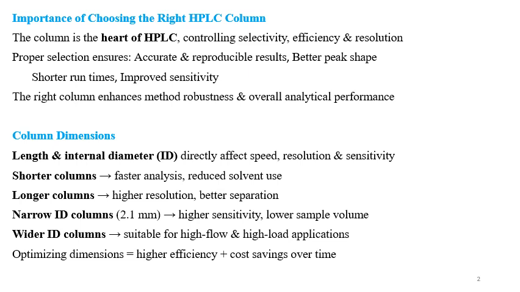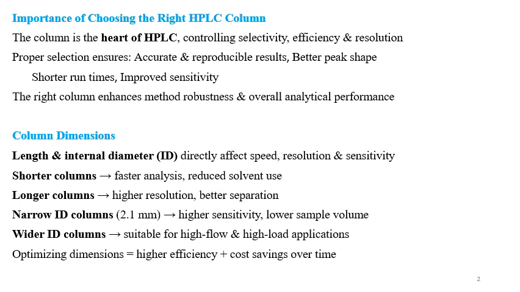Proper selection ensures accurate and reproducible results, better peak shape, shorter runtimes and improved sensitivity. The right column enhances the method robustness and overall performance of your analytical method. The selection of the HPLC column starts in the initial development stages, and if you select the right column, then you can develop a robust and specific, selective method.